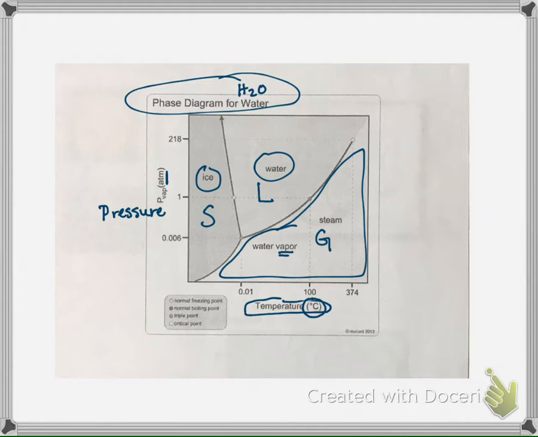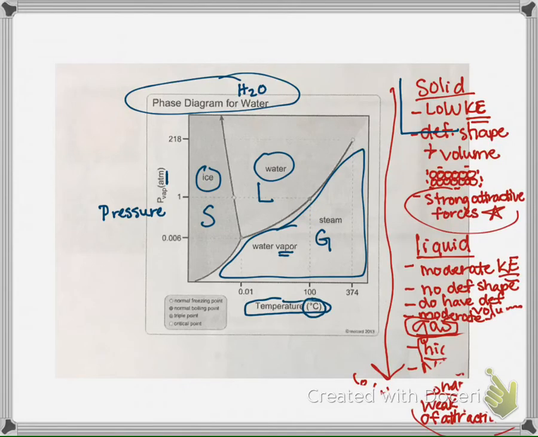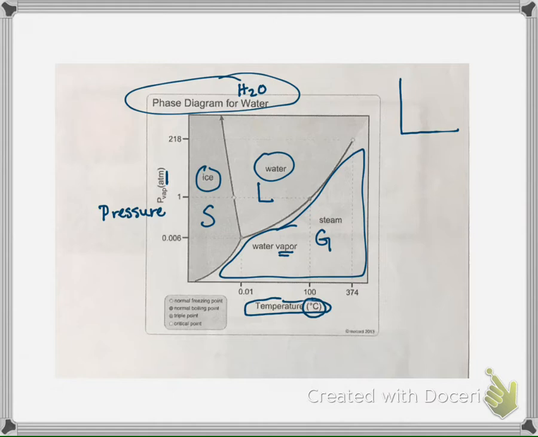All right, so every phase diagram is going to look a little different. If I had the phase diagram for, say, carbon dioxide, it's going to look different. We might see this being smaller, okay? But this is still going to be what we call the solid, the liquid, and the gas section, okay?